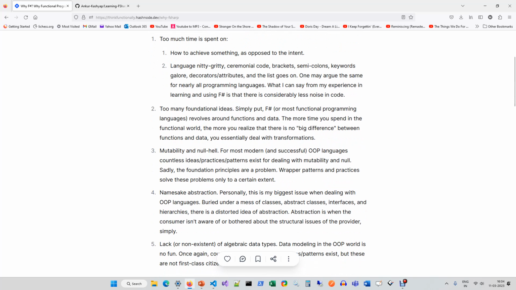Another issue is that there are just too many foundational ideas, especially in C# and Java. There are just too many foundational ideas, from polymorphism to interfaces to abstract classes to an infinite number of patterns and whatnot. Before you can actually work on a real life application, you have to be well versed with a lot of foundational ideas.